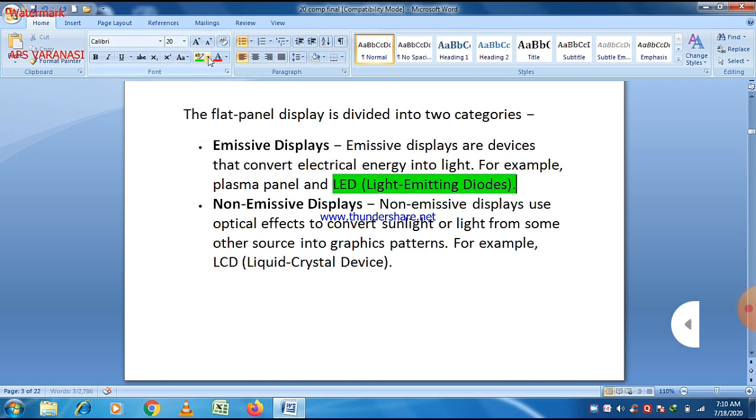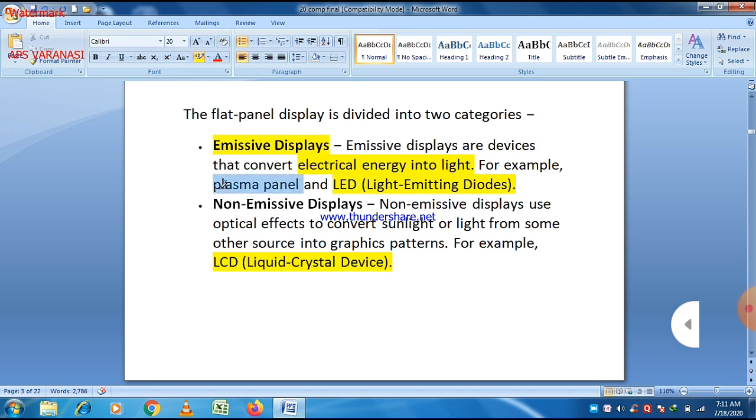One of the most important examples is LED, light emitting diode. Remember the full form of LED. It may be asked in your examination what is the full form of LED. LED refers to light emitting diode. And second, a very important term, LCD. This refers to a liquid crystal display. It is a non-emissive display. Both are types of flat panel display, but LED is emissive, and LCD is a non-emissive display. So the full form may be asked in examination.